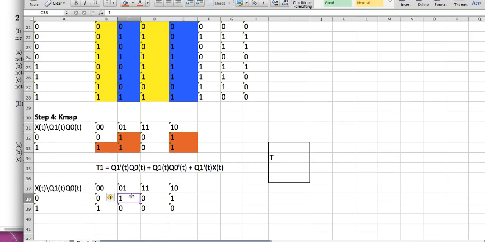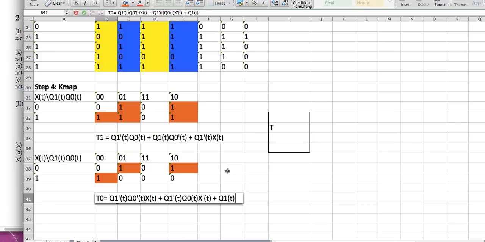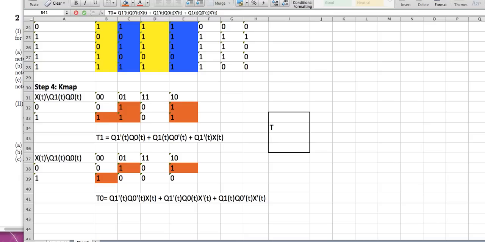So now we need to circle them. And then these are just individual ones, so we need to do each one of them. Okay? So my T0, for this one, is going to be Q1 not of T, Q0 not of T, and then X is 1 in this case, so it's X of T. And now for this one, Q1 not T and Q0 T, and then X not. So this one is going to be Q1 T. This is 0, so it's going to be Q0 not of T. And X is 0, so it's going to be X not of T. Okay. So that's what we have for T0.